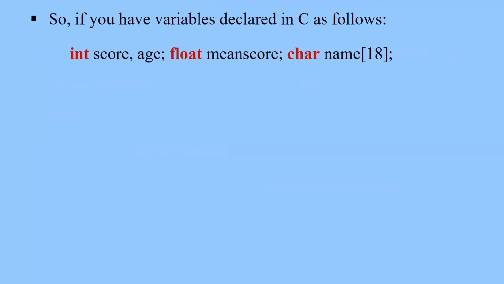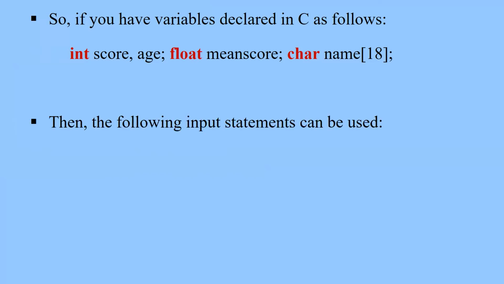Now I'm going to give some examples. For example, if you have declared variables like int score, age, semicolon, then float minscore, then the char name composed of a maximum of 18 characters, which is an array of characters, then the following statements will be used in C. Scanf, in other words, we want to read two values. One, we want to read the score. The other one, we want to read the age.